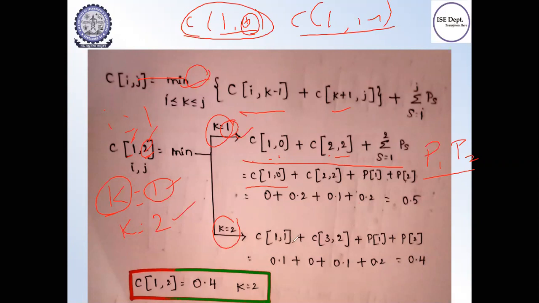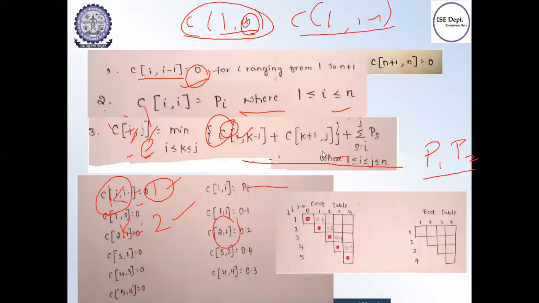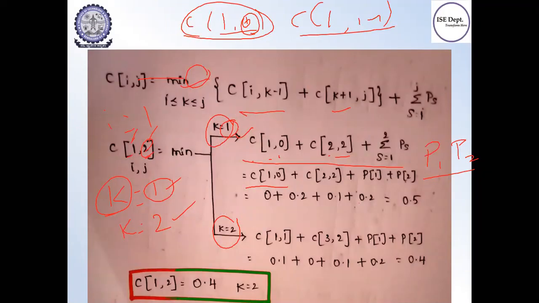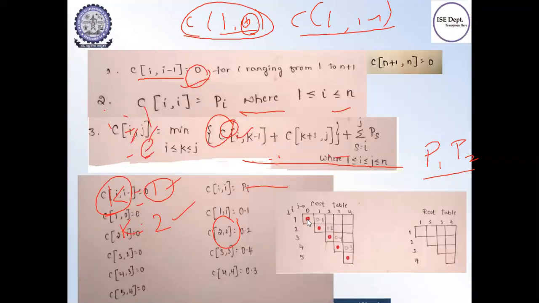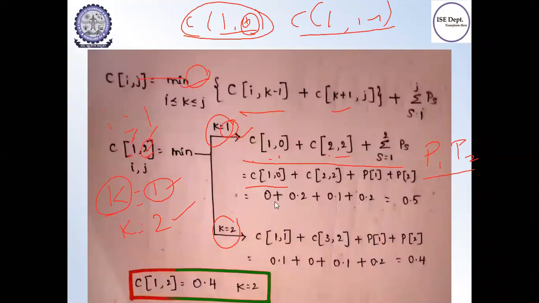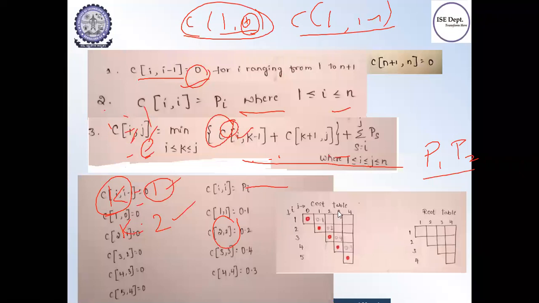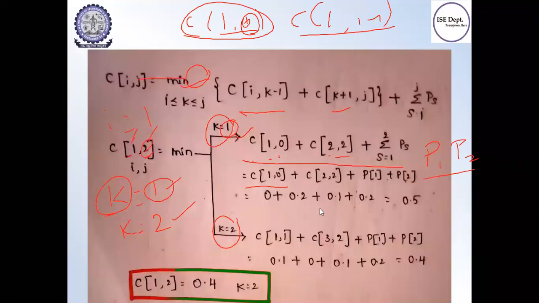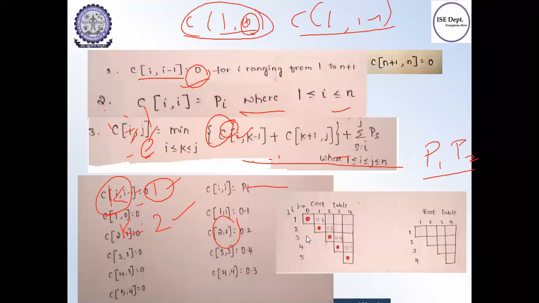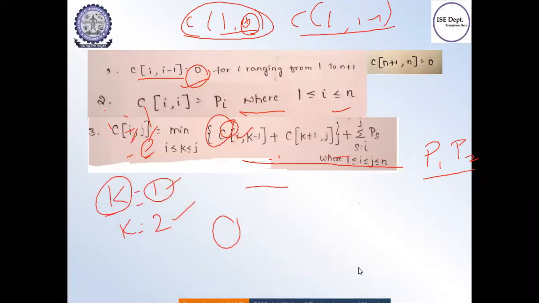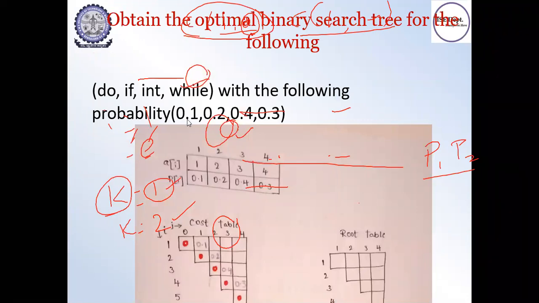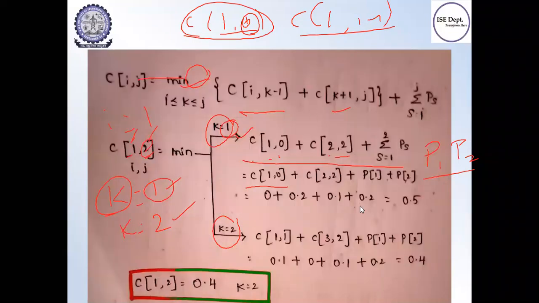What is C of 1 comma 0? If I want to go back, C of what is the value which is required? C of 1 comma 0. C of 1 comma 0 is 0, correct? So that is why it is 0 here, plus C of 2 comma 2 is 0.2, so it is 0.2, plus the probability of the first one is 0.1, second one is 0.2, correct? So 0.1 and 0.2, so you will get 0.5. Clear? I hope this should be clear.